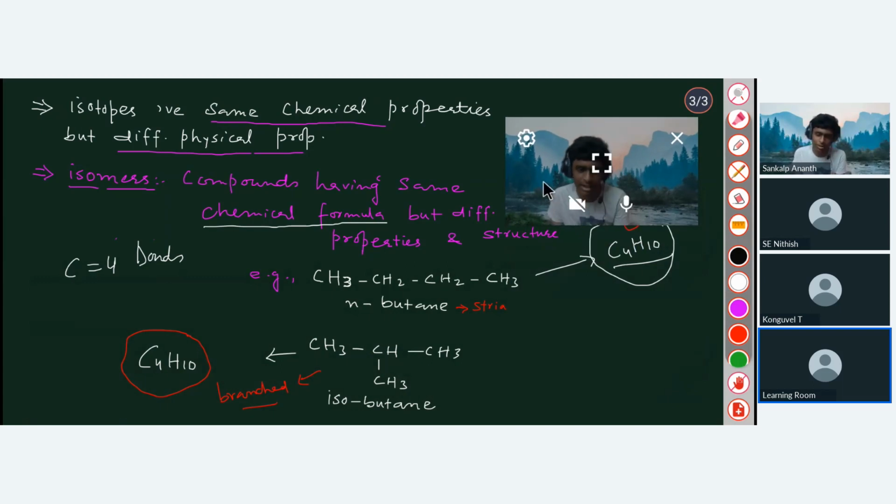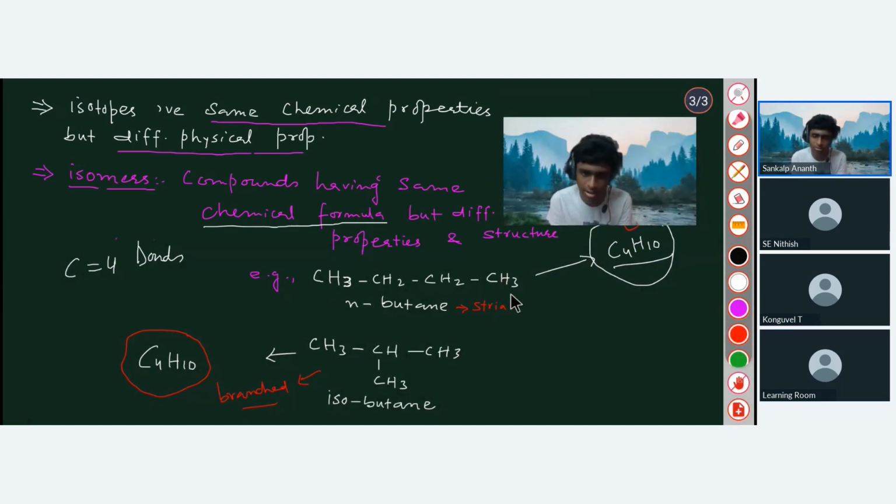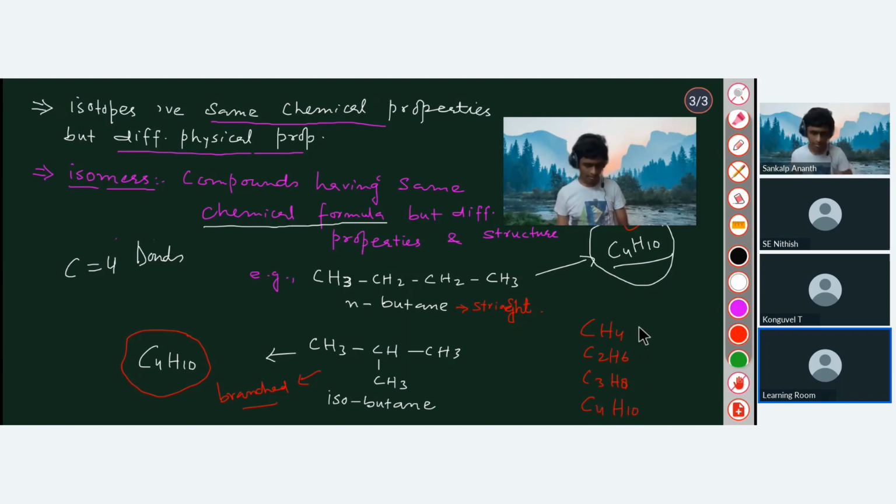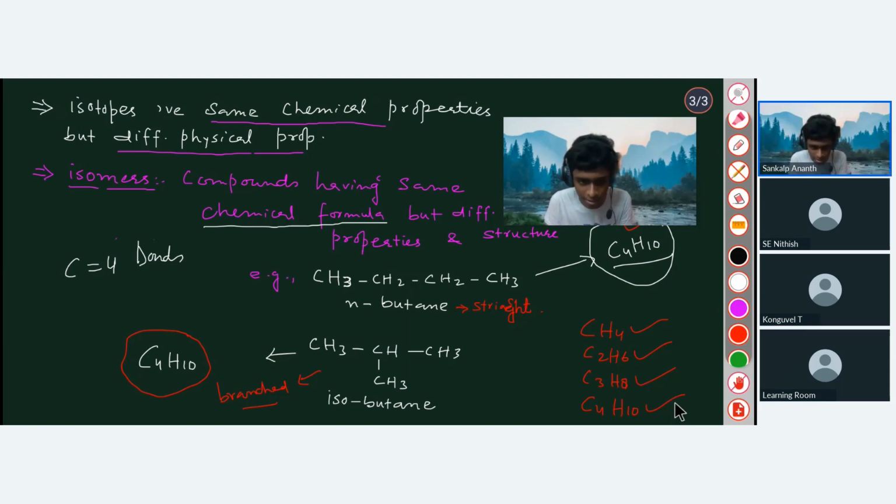Sir, I have a doubt. When it is CH4, it is methane. When it is C2H6, it is ethane. When it is C3H8, it is propane, and C4H10 is butane. If we keep on adding carbon and hydrogen, will we keep getting new compounds? Exactly, we will keep getting new compounds. This is methane, ethane, propane, butane, and the next will be pentane. So there are infinite possibilities.